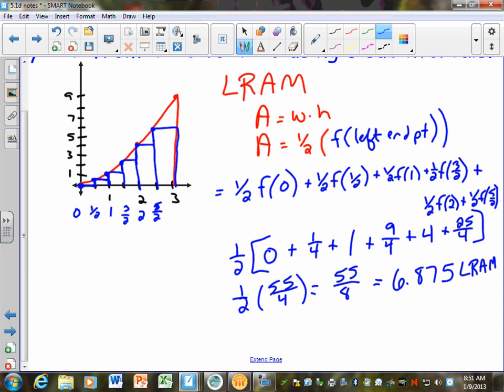We're only 1/3 of the way done, right? So let's do the midpoint one next. That's what we did yesterday. What you should have done yesterday.